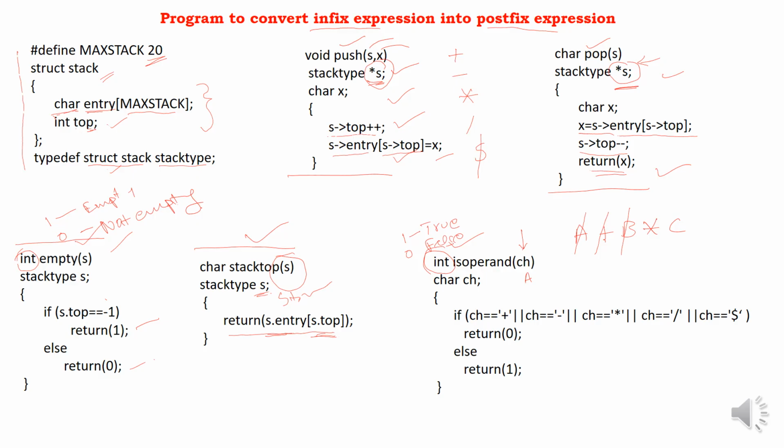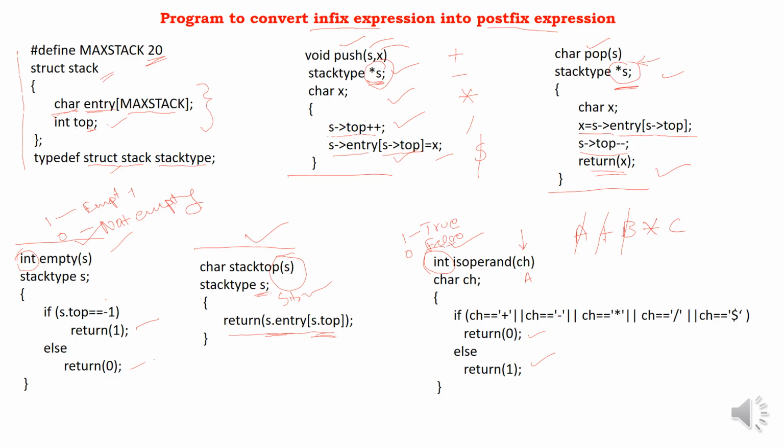Let me explain. CH is A. Is CH equal to plus? No. Is CH equivalent to minus? No. Is CH equivalent to asterisk? No. Is CH equivalent to backslash? No. Is CH equivalent to exponentiation? No. Then if it is not equivalent to any of these characters, it returns 1. If it is equivalent to any of these characters, it returns 0. So if it is an operator, it returns 0. If it is an operand, it returns 1. So A is an operand, it returns 1.